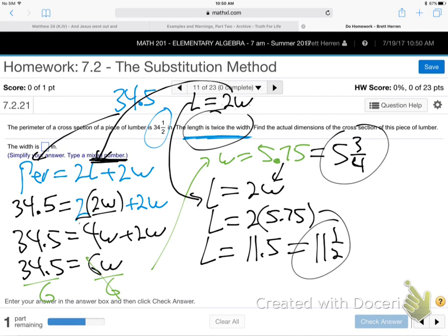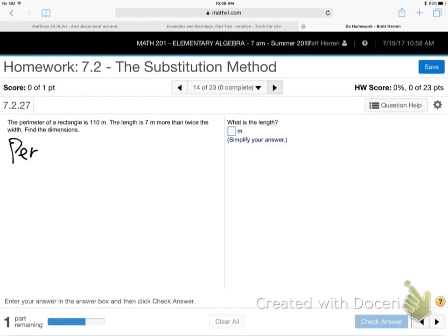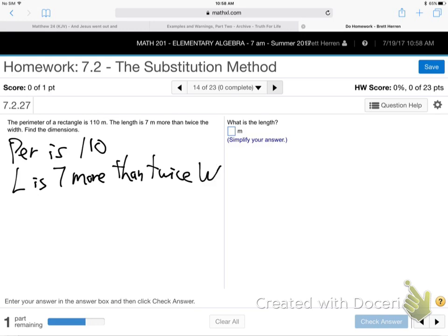Okay, so we've done a lot of perimeter problems, haven't we? Perimeter of a rectangle. All right, I'll move on if you're okay. Perimeter is 110. L is 7 more than twice the width. All right, give it a go. Same kind of thing. These are getting very similar, right? You can do this one.